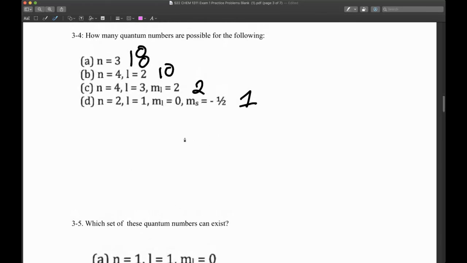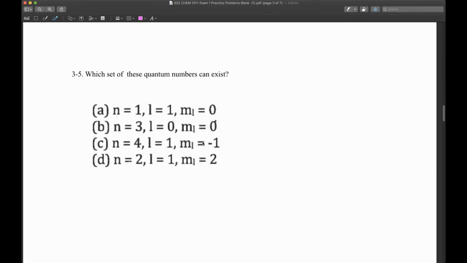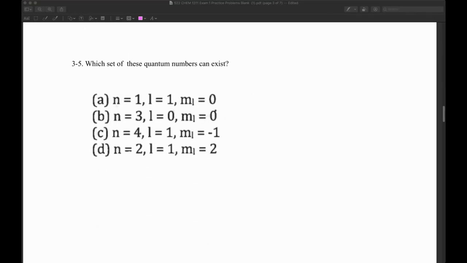So another way you can do this is that you can individually list out the quantum numbers for each, and then find the number of values that exist. For instance, if you listed all the quantum numbers possible for n equals 3, you'll get 18 possible values all the way to m sub s. Do the same thing for here. You get 10, 2, and 1. So 3-5 says which of these quantum numbers can exist.